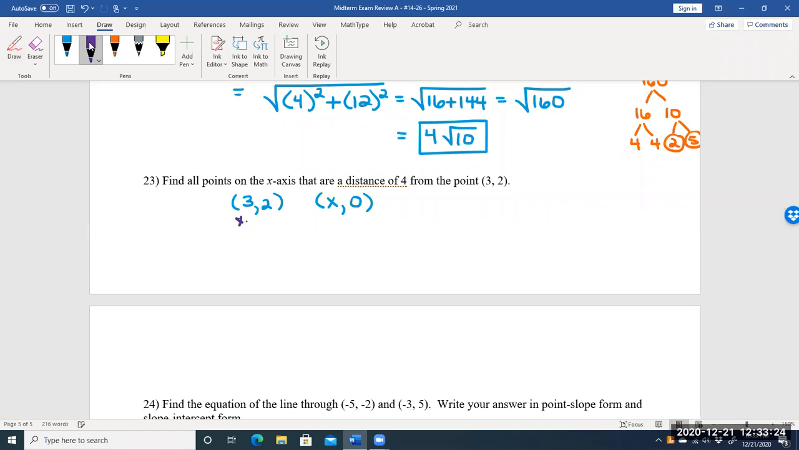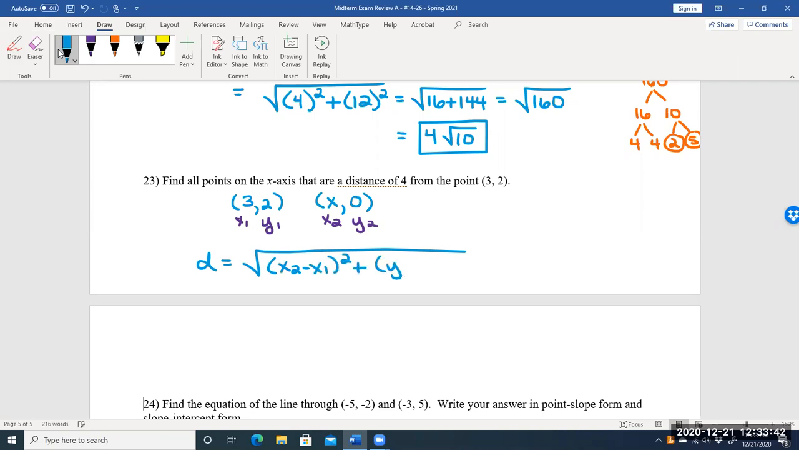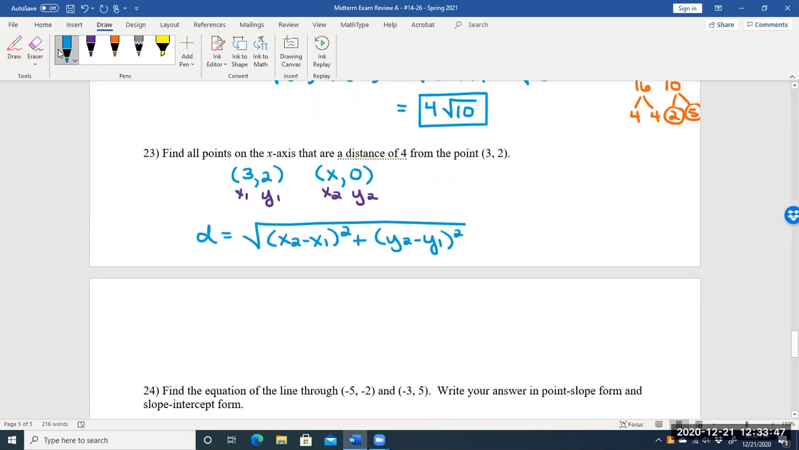This is my x1, y1. This is my x2, y2. And we are going to use, again, the distance formula. Let me write it down again. So it's the square root of (x2 minus x1) quantity squared plus (y2 minus y1) quantity squared. Now, unlike 22b, we do not know the second point, but we do know the distance. We're given the distance as 4. So I'm able to plug 4 in for the distance.